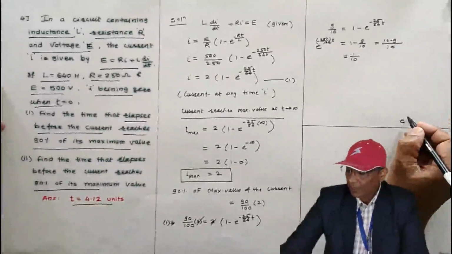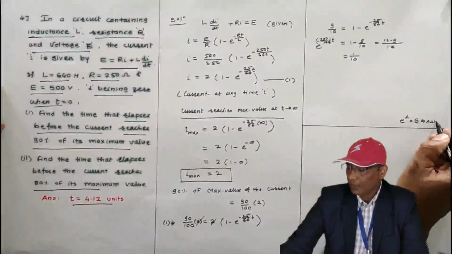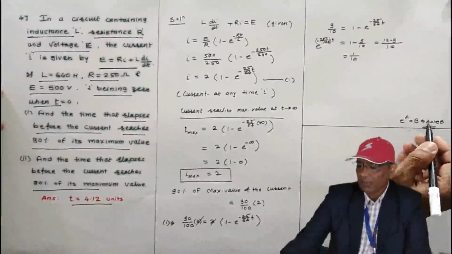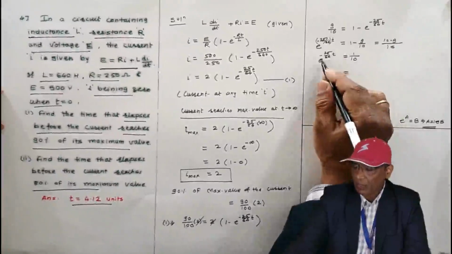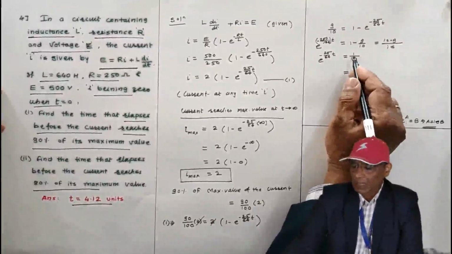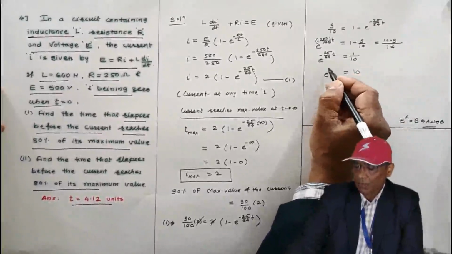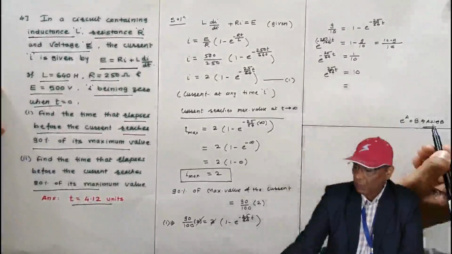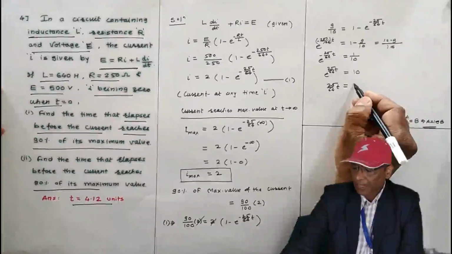If e to the power a is equal to b, then a is equal to log b. Therefore, you can do one more step. I am taking the reciprocal: 1 by 10 becomes 10 by 1, and the reciprocal of the left side will be e to the power 25 by 64t. Now, remove e from both sides: 25 by 64t is log of 10.